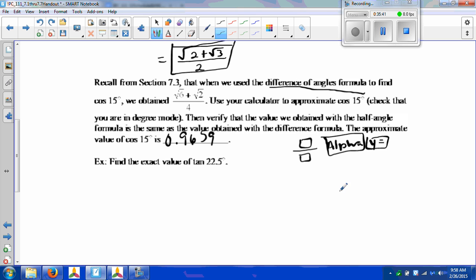But if not, then you need to do it like this. So you're going to hit the square root, which automatically gives you this parenthesis, and then 2 plus, and then the square root, which is going to give you this one. So then you close that parenthesis, and then you close that parenthesis, divided by 2. Okay? And when you do that, you do get 0.9659.